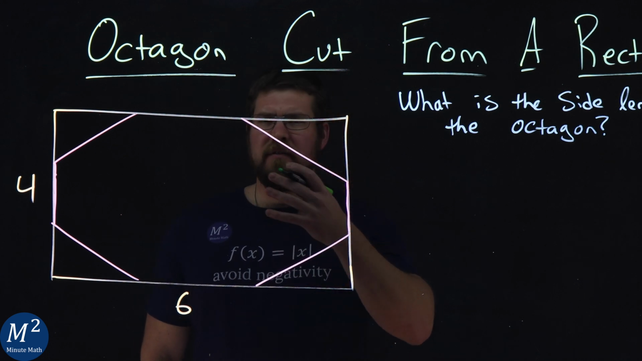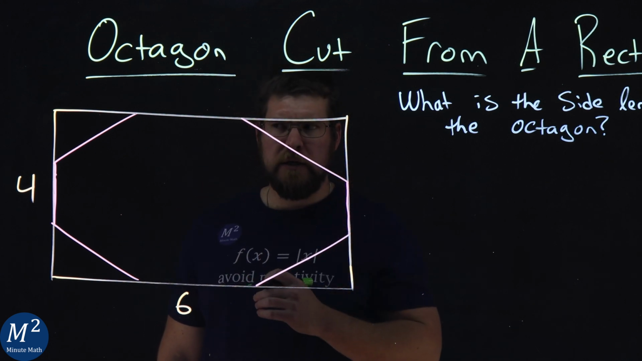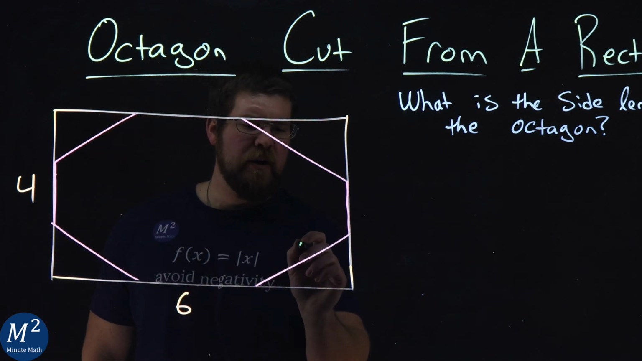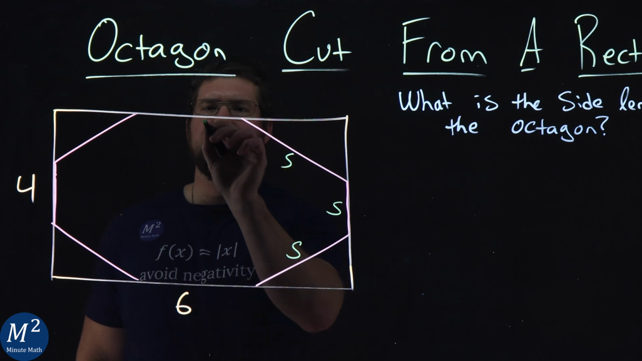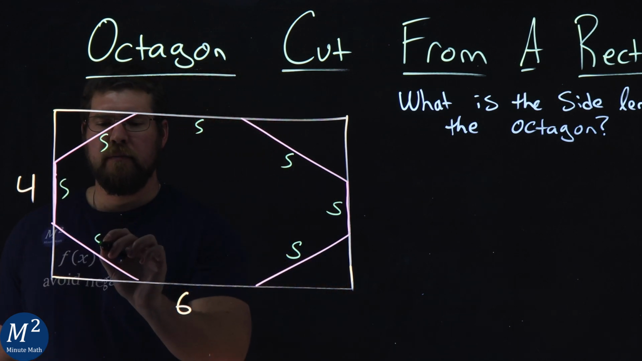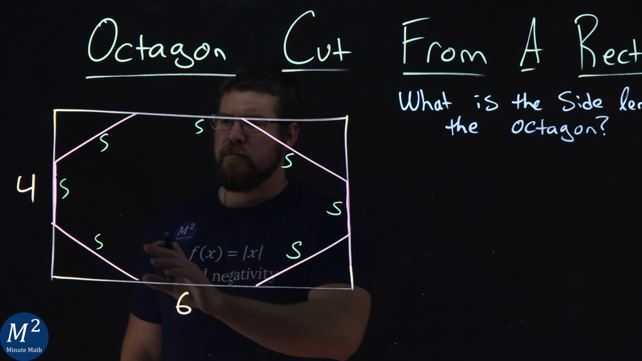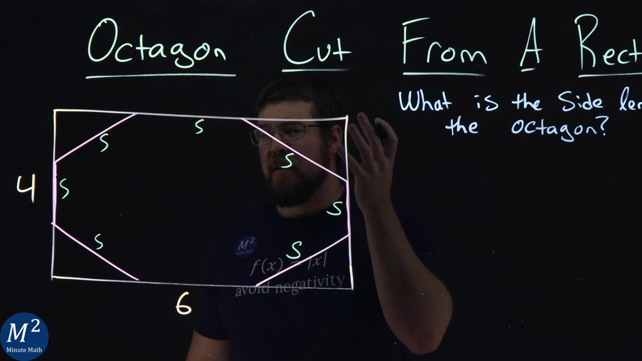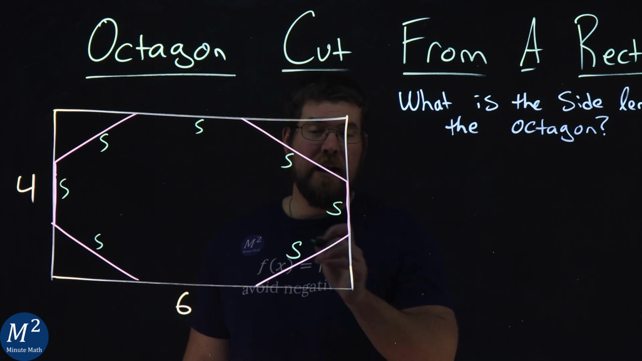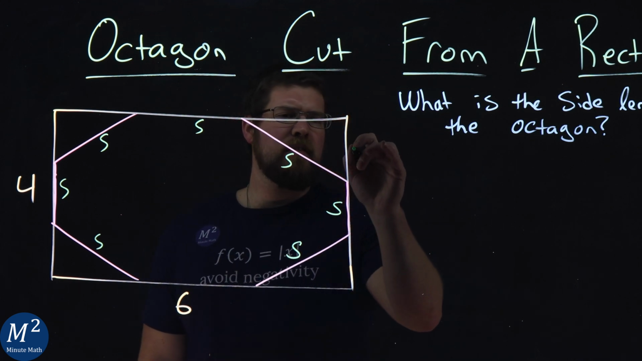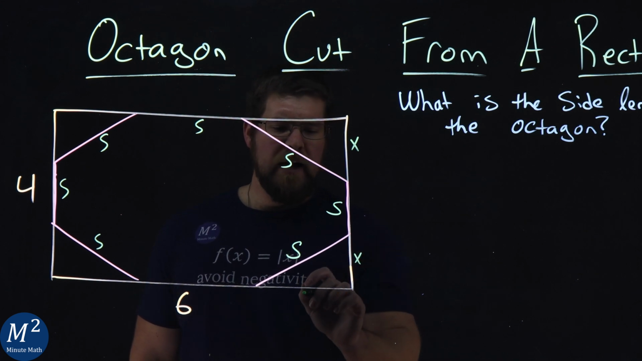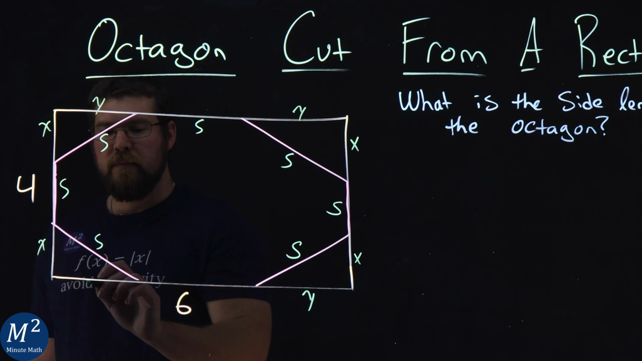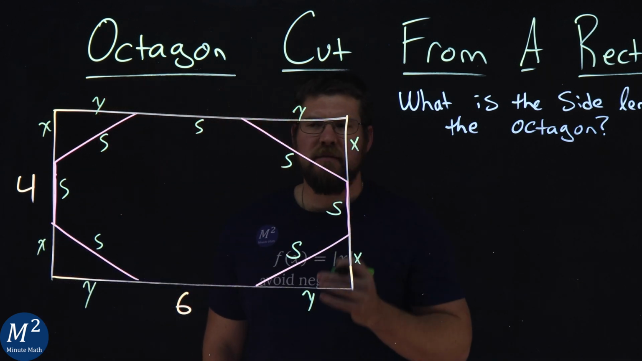Let's note some things that we know about this octagon. The octagon has all side lengths the same. Let's call it S, side length S. Now notice we have these right triangles in the corners, and the legs of these right triangles all have the same lengths. Remember, we have right angles in the corners there. So let's call this length X, the short side, and the long side Y. Now we have something interesting.